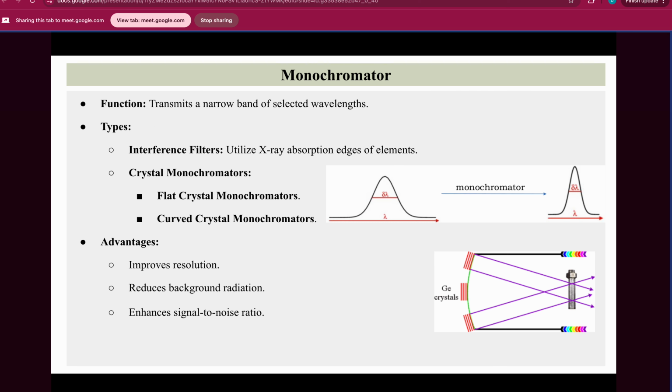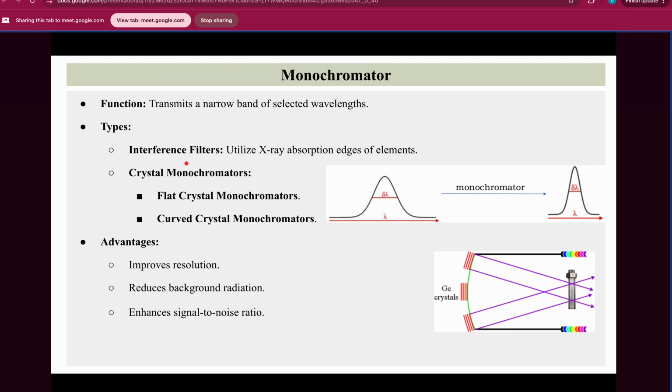Then comes the monochromator. It transmits a narrow band of selected wavelengths. As the name suggests, it is a device where mono means single and chromator means color. So from multiple colors, it only passes a single color, or you can say it passes only a specific wavelength of light. So this is what the monochromator is used for.